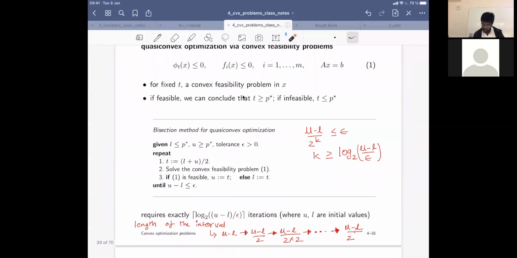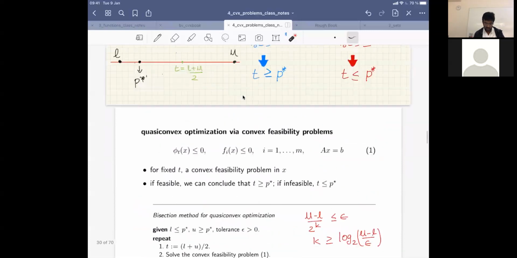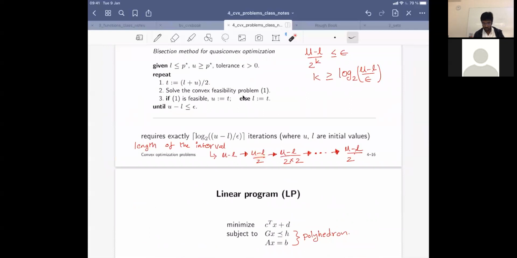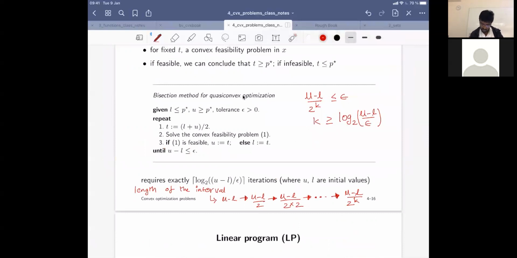What is the length of the interval initially? U minus L, right? This was the length of the interval. After one iteration, we make it half, so (U minus L) by 2. Next iteration, again half. So at the kth iteration, it will be (U minus L) by 2 raised to k. What we want is that this interval has to be less than epsilon at the kth iteration. This epsilon is the input that we are feeding to the algorithm.